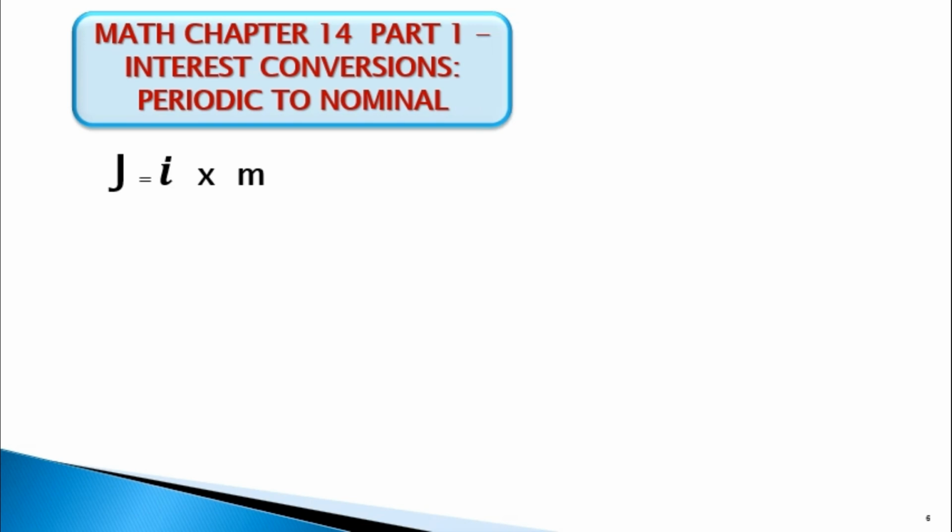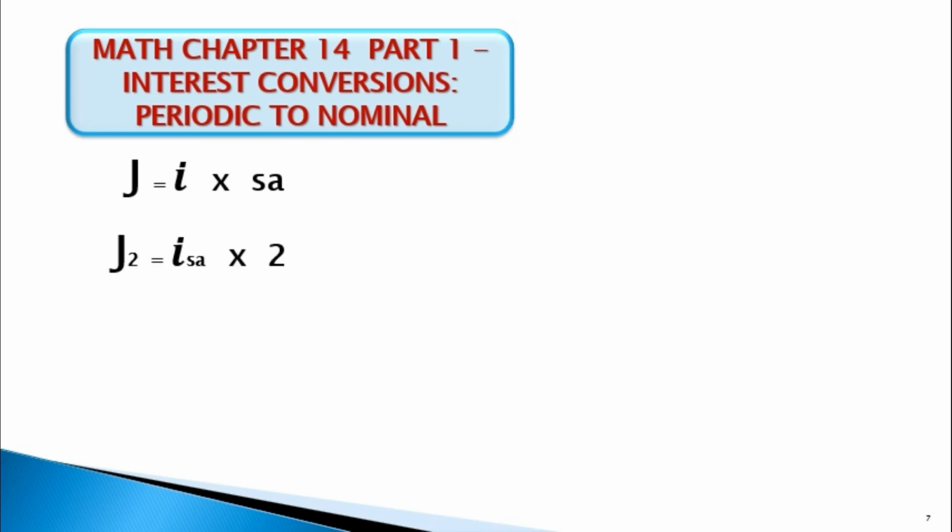Okay, so we learned how to take the I value and convert it into a J value. Whenever you have an I value, let's say it's IM, you multiply by 12, and that gets you J12. If you have ISA, you multiply by 2 because there are 2 periods in the year. That becomes J2. If you have IQ, you multiply by 4. If you have IM, you multiply by 12. If you have ISA, you multiply by 2, and that gives you your J value, because the J value is what's required for all calculations.